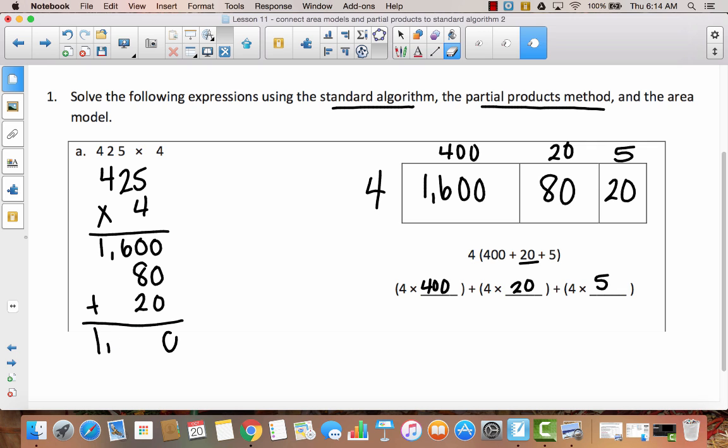Oops, I better start over here. 0, and then I'm going to carry the 1. 1,700.